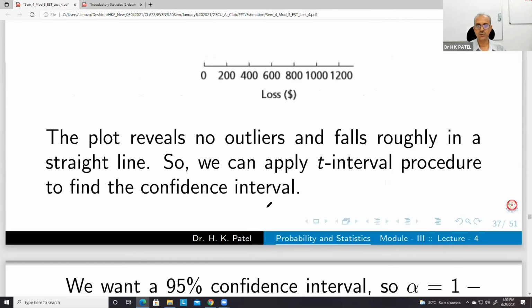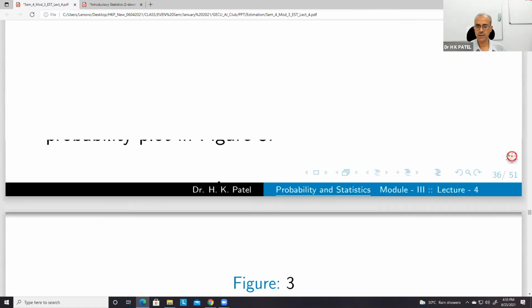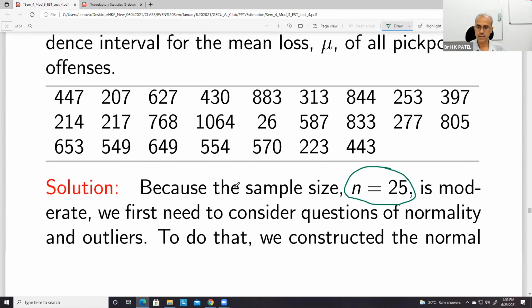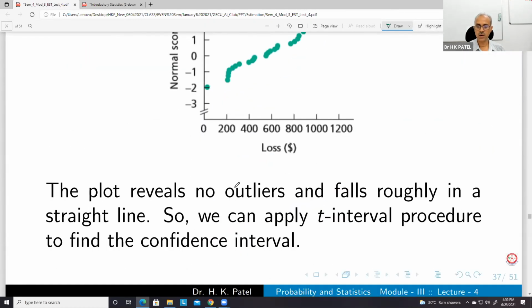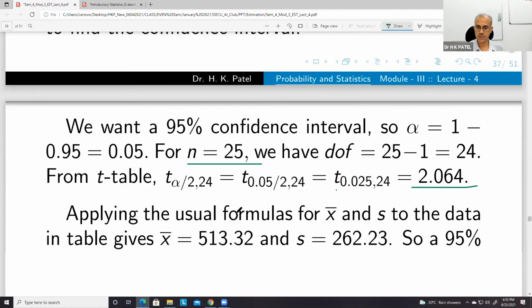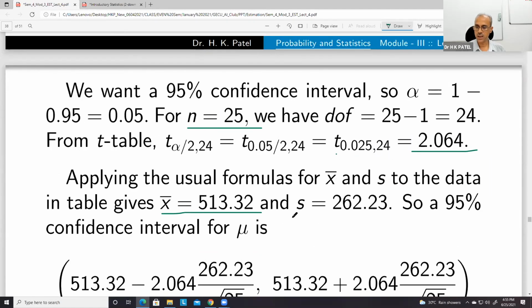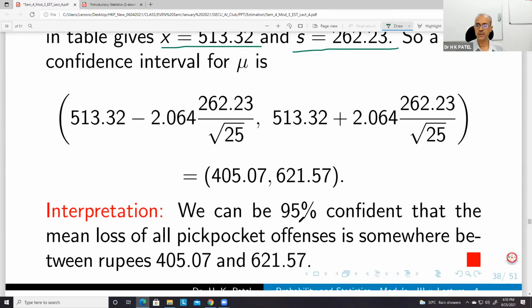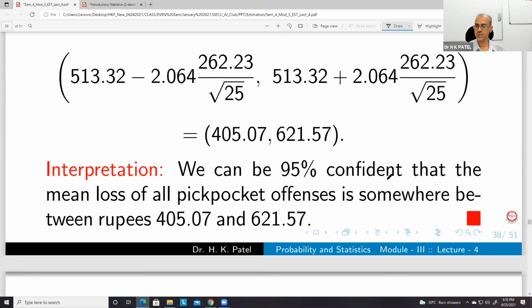We can find X bar and S from the given data. Here X bar is 513.32, and the standard deviation is 262.23. So you just substitute all these values here, and we get this. So we can be 95% confident that the mean loss of all pickpocket offenses is somewhere between 405 and 621 rupees.